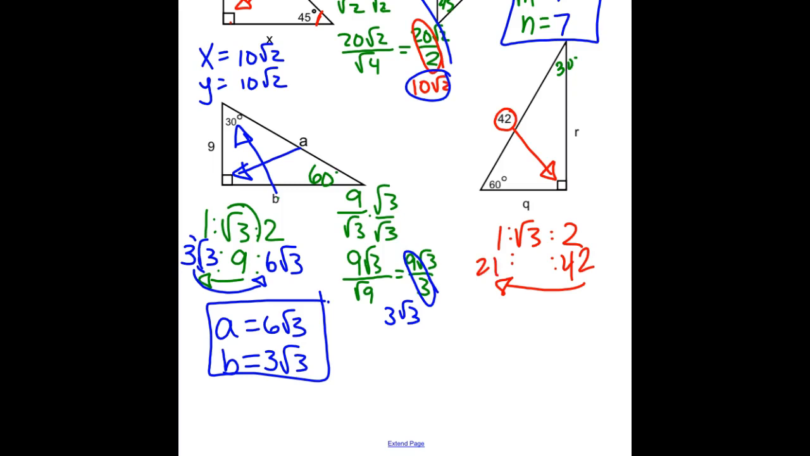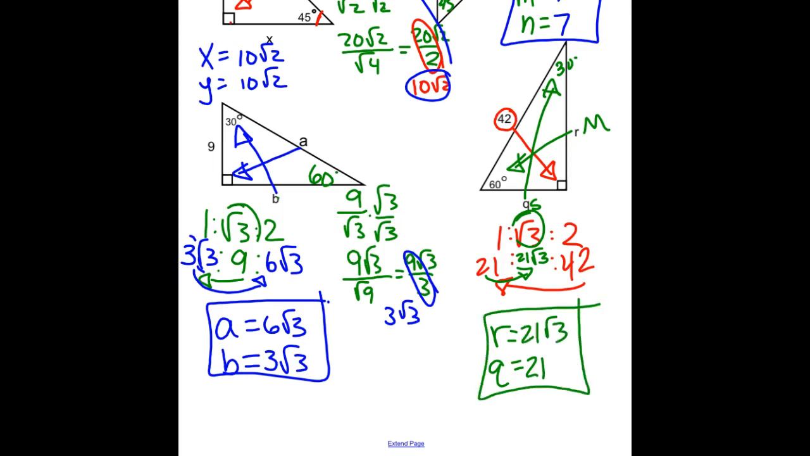Then I move to get that middle one. Well, to move to the right, we multiply, and you multiply by the number in its spot, square root 3. So it's just going to end up as 21 square root 3. Now we have to figure out which one is which. I look, Q is across from the 30, and R is across from the 60. That means Q is the small, R is the medium. So the small one is 21, that's our Q, and the medium one is 21 root 3. That's R. All right, I hope some of this stuff is coming back to you now.